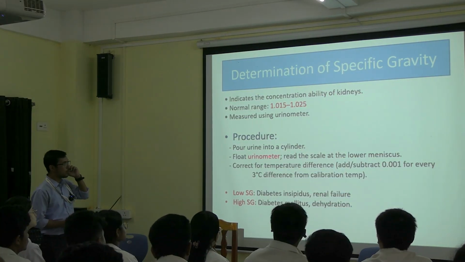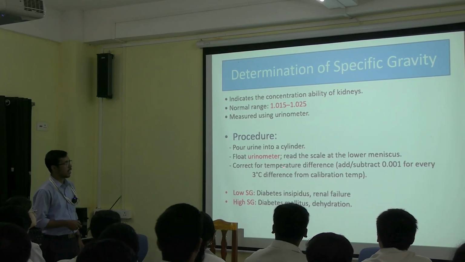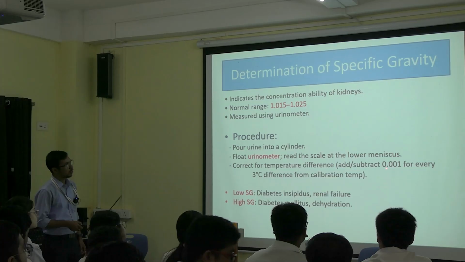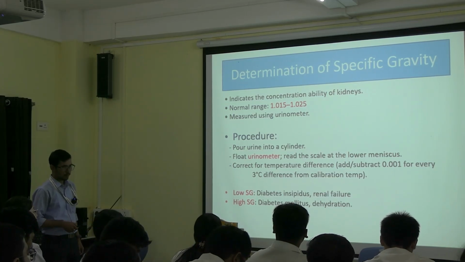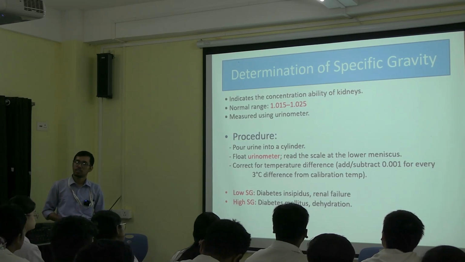So float the urinometer, then read the scale at the lower meniscus, then correct for temperature difference. Add 0.01 for every 3 degree difference for calibration. So why do we need calibration? Anyone?